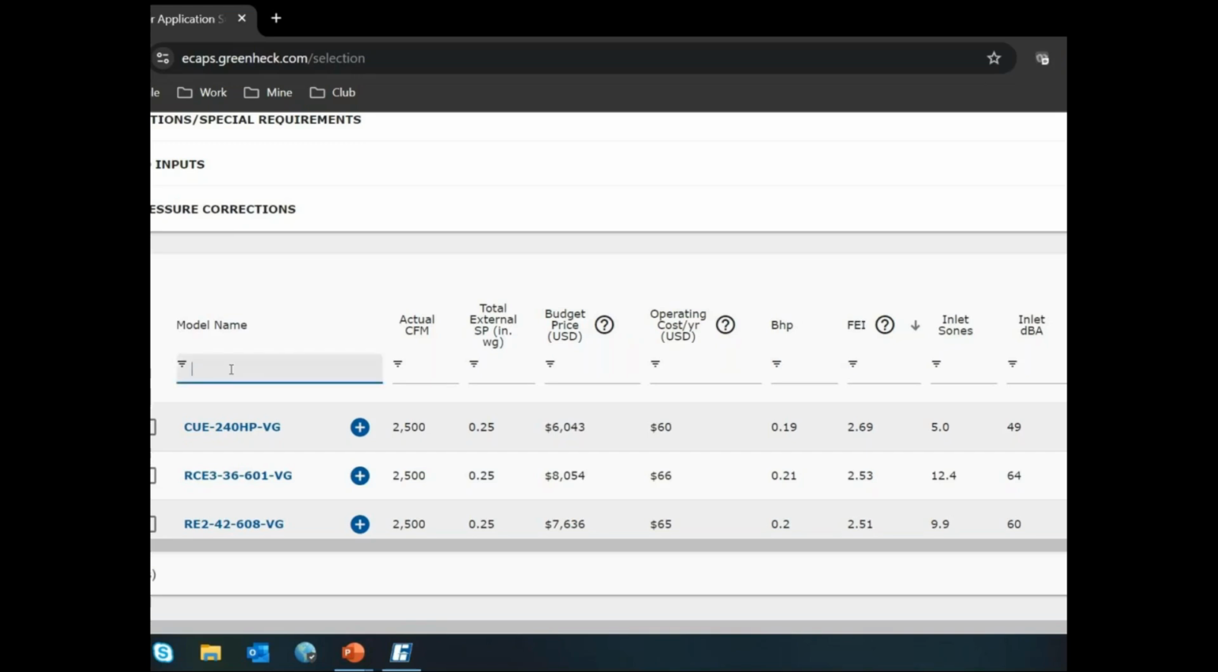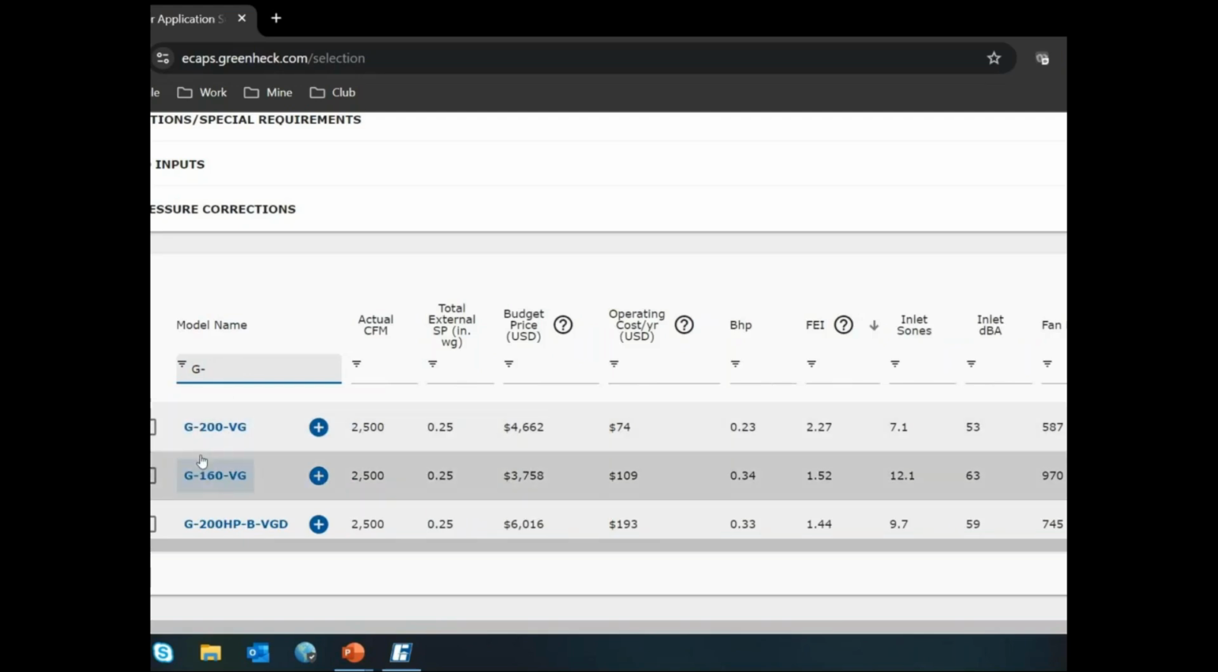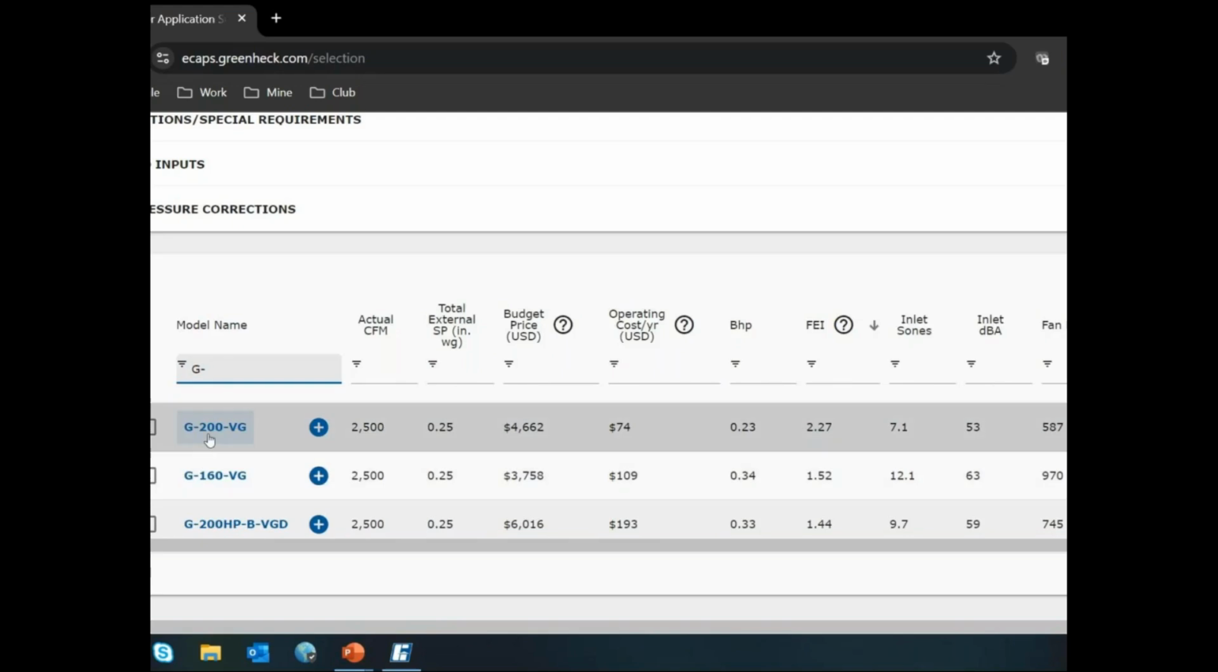Now, for me, I know I need a down blast fan, so I'm going to say G fan to start, right? All right, so now it's only showing me G fans. And what I'm going to do, I got a G200 that's very green. Really good FEI, awesome.